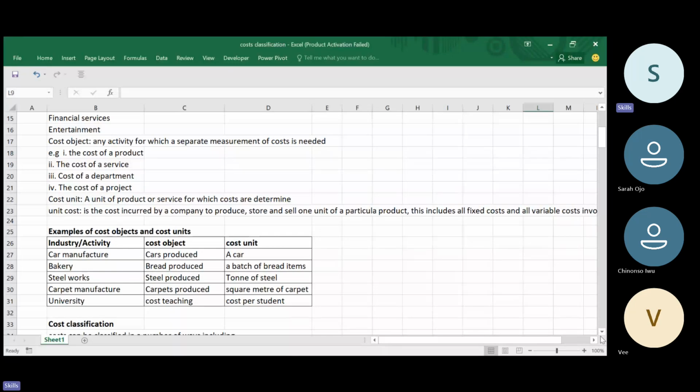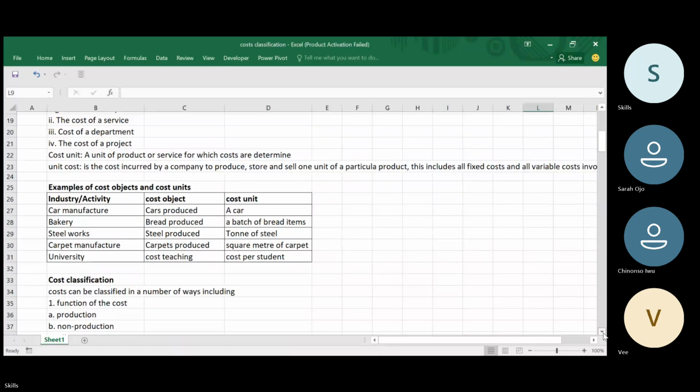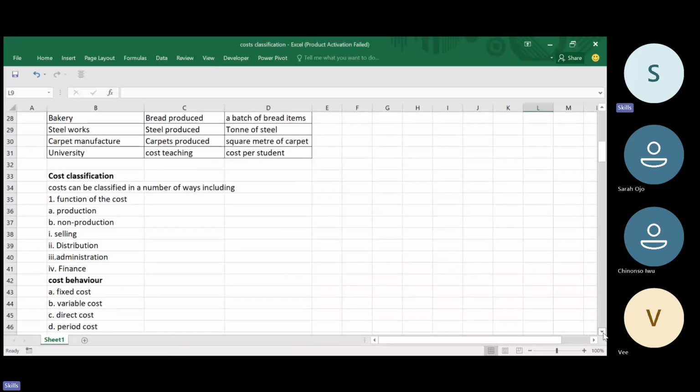Then cost classification. You classify costs in various ways. Cost can be classified in a number of ways, including, one, its function. You look at the functions of the cost. You can classify cost based on its function, and in this sense, you can classify it into either production or non-production cost.